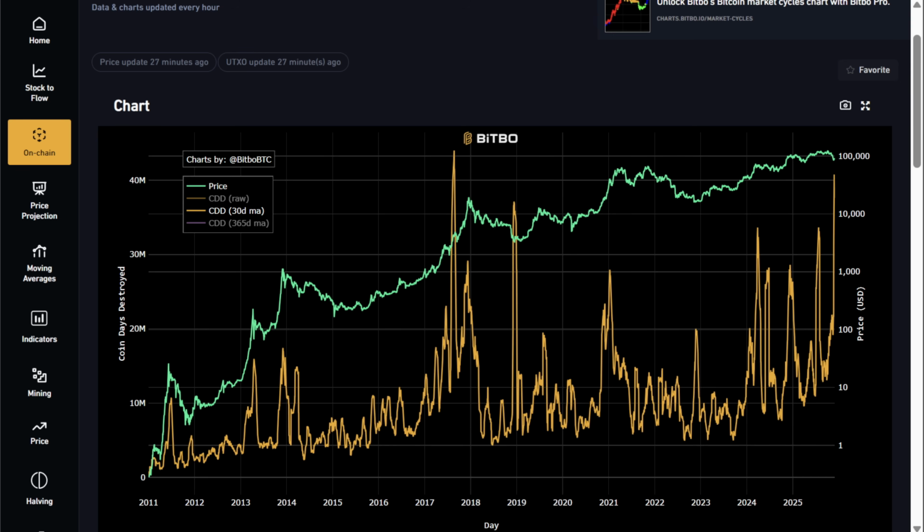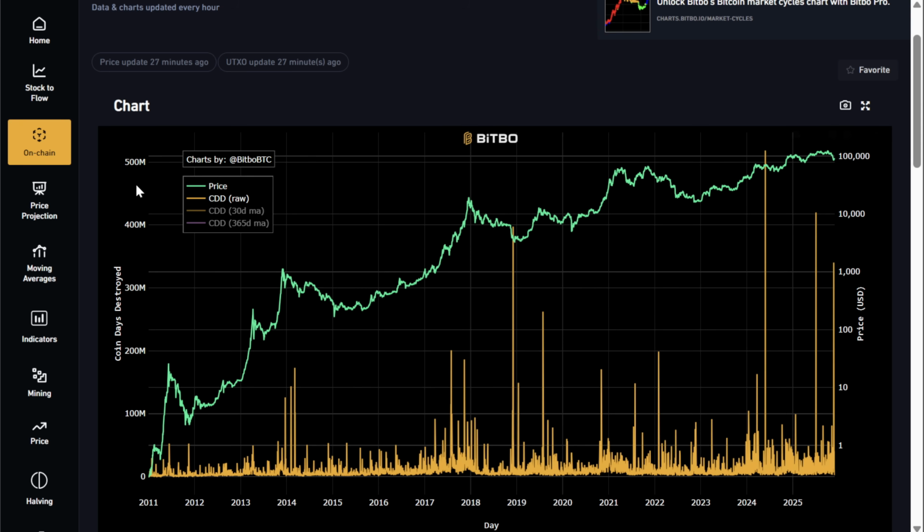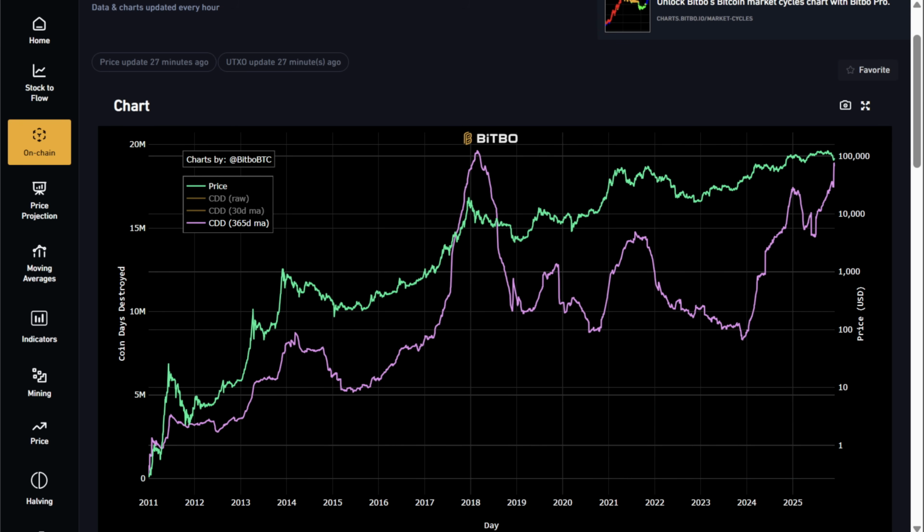This is the CoinDays Destroyed 30-day moving average. It is extremely high. The raw numbers don't look that much better. And even on a 365-day moving average, we are very, very high. So in the last year, we have seen long-term holder profit taking that is unprecedented. We have only seen this in 2018 when Bitcoin did a 100x return, right? From $200 to $20,000. That's only when the long-term holders were incentivized to sell at a similar rate.